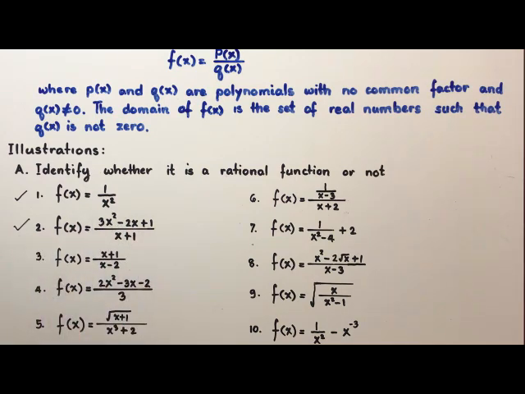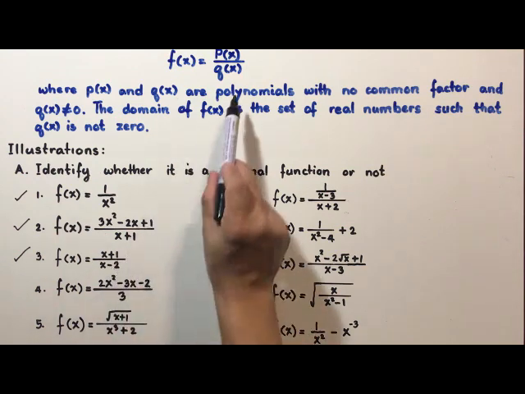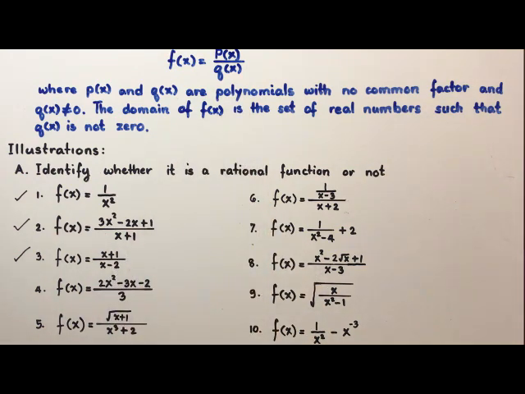Number 3, f of x is equal to x plus 1 over x minus 2. Is this a rational function? If your answer is yes, then you are right because it's a ratio of two polynomials. You see there in the numerator a first degree polynomial and also in the denominator a first degree polynomial. So this is an example of a rational function because it satisfies the definition of a rational function.